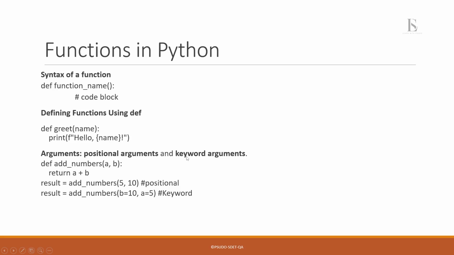Now there are positional and keyword arguments. Positional is seen by the position of the particular variable that we are passing. So say 5 and 10 gets placed as a and b here. Whereas in the second one, we have keyword where b is passed first and a is passed second, right? So this is called based on the actual variable names rather than the position. So there are two concepts, positional and keyword. Clear?